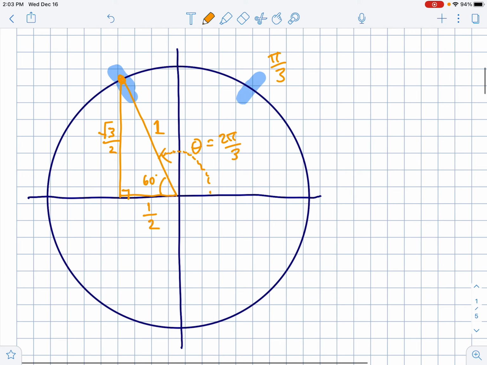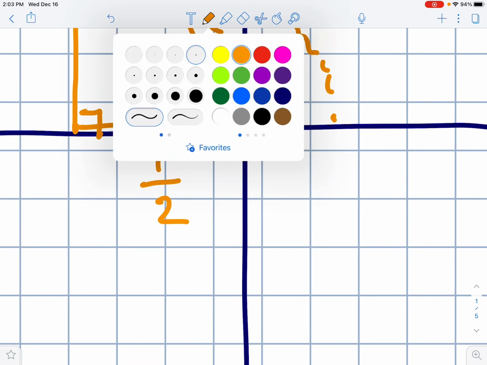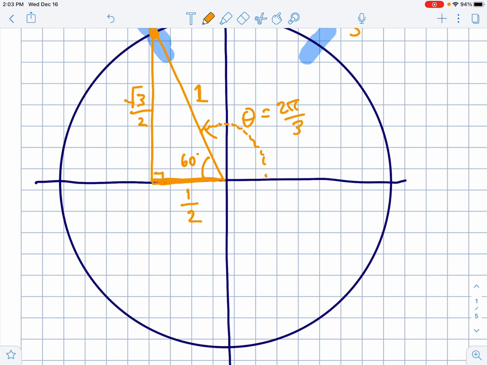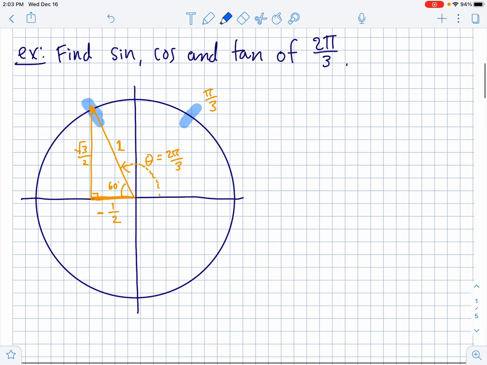Now, this is an almost accurate picture of 2 pi over 3 and the triangle that's in the circle, except for this guy right here. This 1/2, the cosine value, is in the negative x zone. It's to the left of the y-axis. So this needs to be negative 1/2. The height of the triangle is root 3 over 2, but it's still in a positive zone for the y values because it's above the x-axis, so we don't have to worry about that one. That one's positive root 3 over 2.